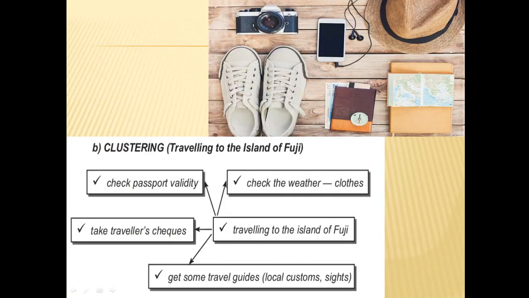The second method is clustering. Clustering involves the grouping of similar objects into a set known as a cluster. Objects in one cluster are likely to be different when compared to objects grouped under another cluster. The main idea, for example, traveling to the island of Fiji. Check the weather, clothes. Check passport validity. Take traveler's checks. Get some travel guides.